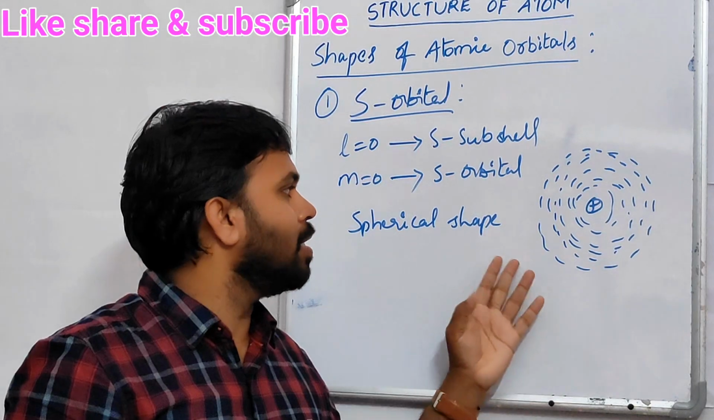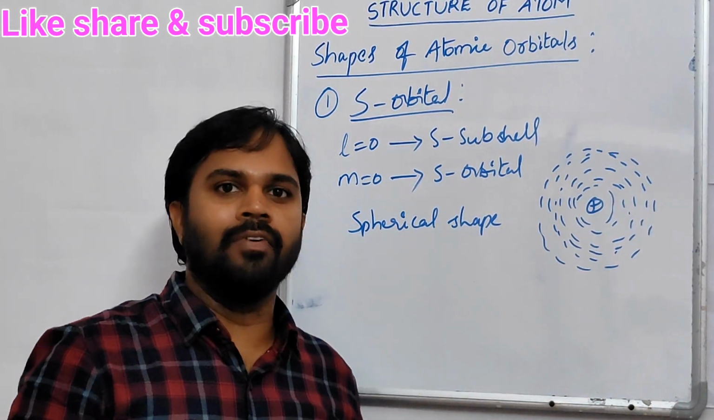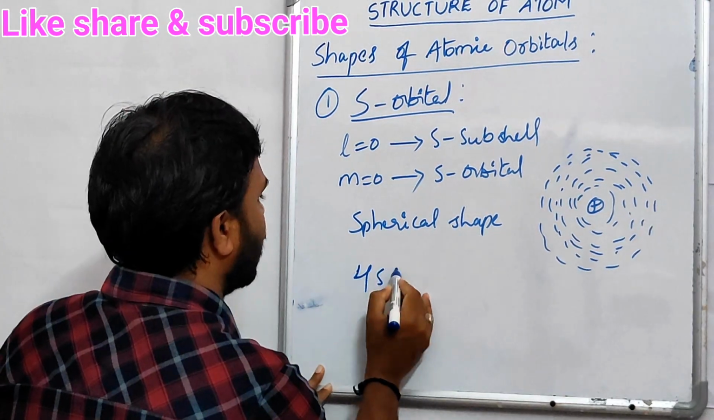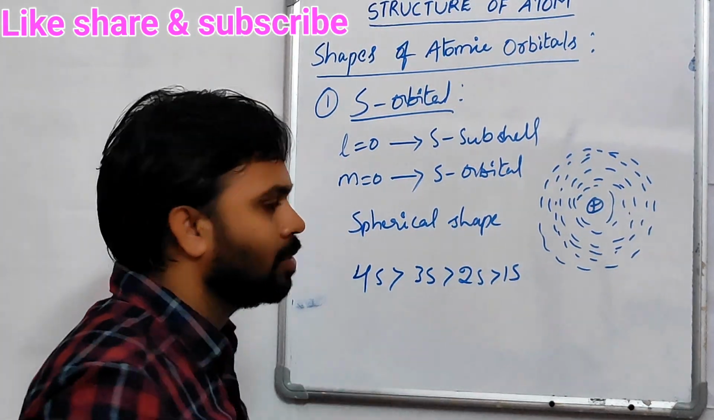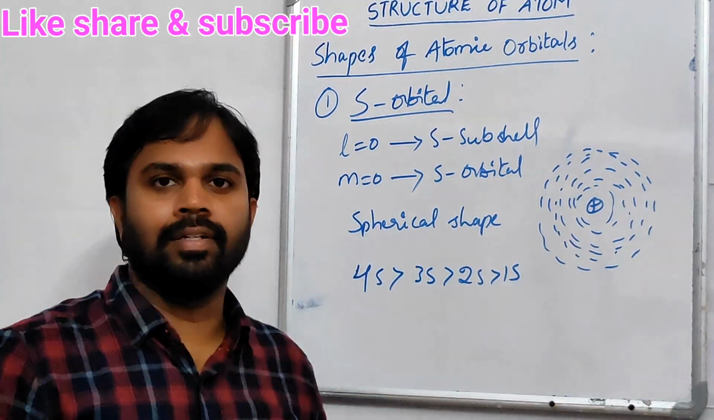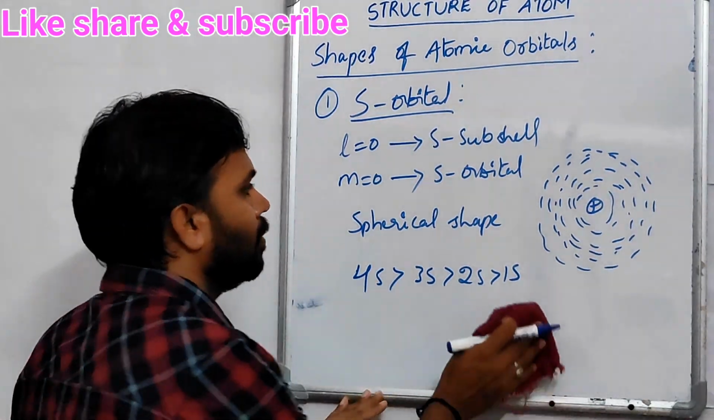The energy of S orbital increases with increasing the n value. That is, 4s is greater than 3s, greater than 2s, greater than 1s. This is about S orbital. Now come to the p orbital.